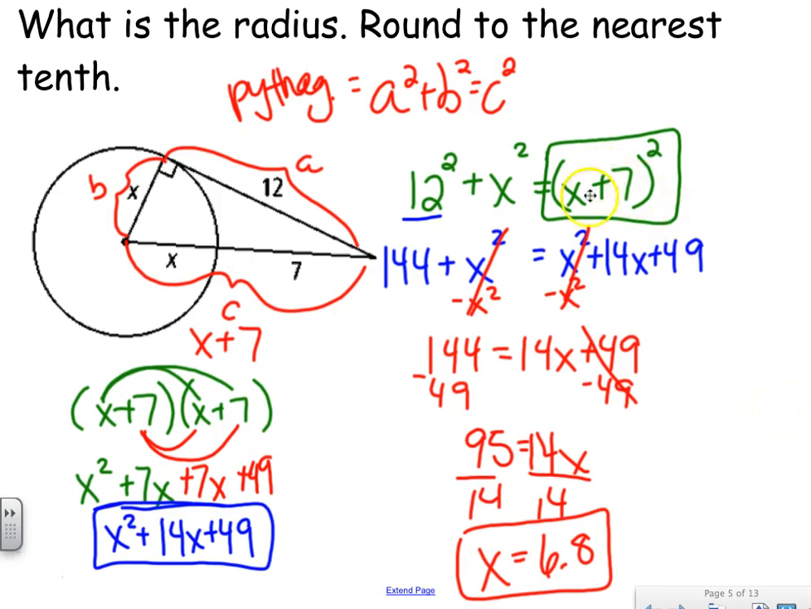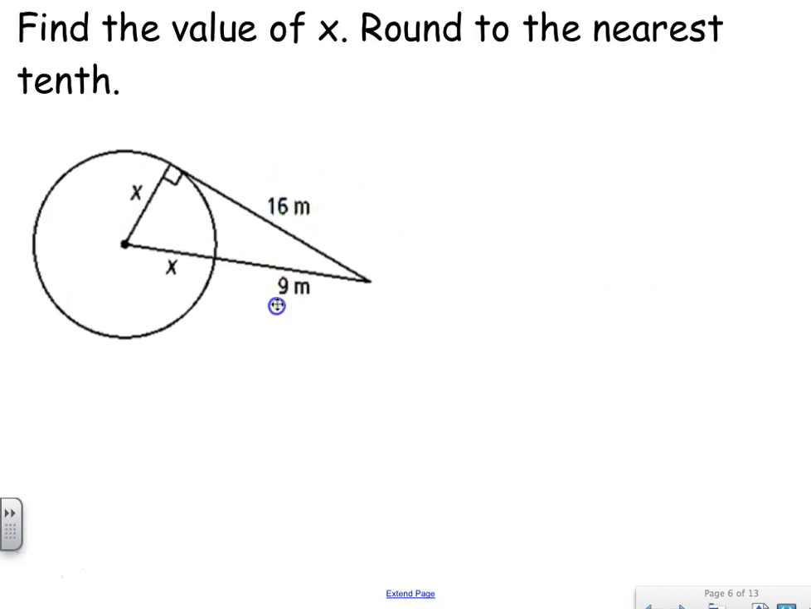So again, the trickiest part is remembering how to multiply a binomial. And then once you get that, it's not so bad. All right. Why don't you try this one on your own? Press pause. You're going to be looking for the radius, and remember, round to the nearest tenth.